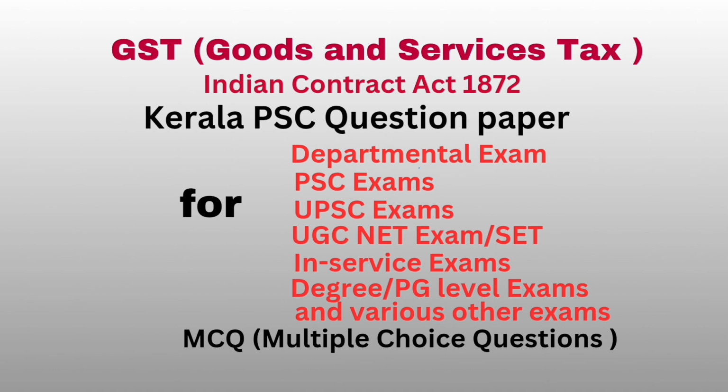Question number 36. Every registered person whose registration has been cancelled shall furnish a final return within which period? Option A, 1 month from the date of cancellation. Option B, 3 months from the date of cancellation. Option C, 3 months from the date of order of cancellation. Option D, 2 or 3, whichever is later. That is, 3 months from the date of cancellation or 3 months from the date of order of cancellation, whichever is later.